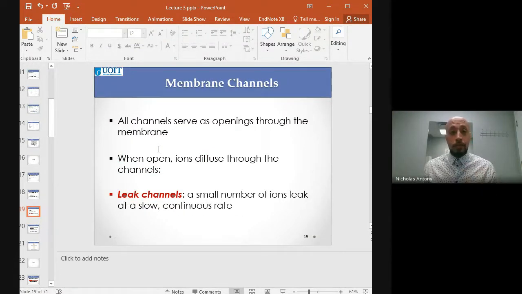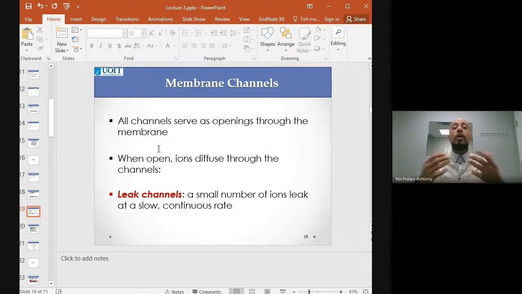With channels, and I don't know if you remember this from A and P, the channels are in the membrane. The membrane is what separates the intracellular from the extracellular space. Channels are an opening, but they're very specific to only one ion. They're shaped in a way that they will only let one thing in and out.